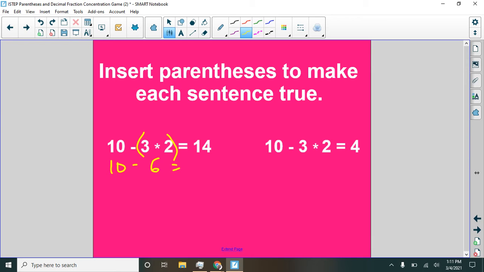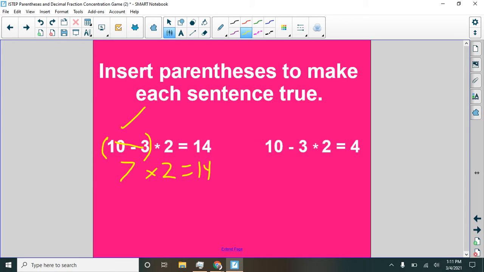Oh no, what should I do? Well, I just erased that. There we go. And move the parentheses. Okay, so as you're writing these in your notebook or on paper, dry erase board, copy them down, put in parentheses, and try them out. All right, let's try this. 10 minus 3 equals 7. 7 times 2 equals 14. That's right, so we're done.